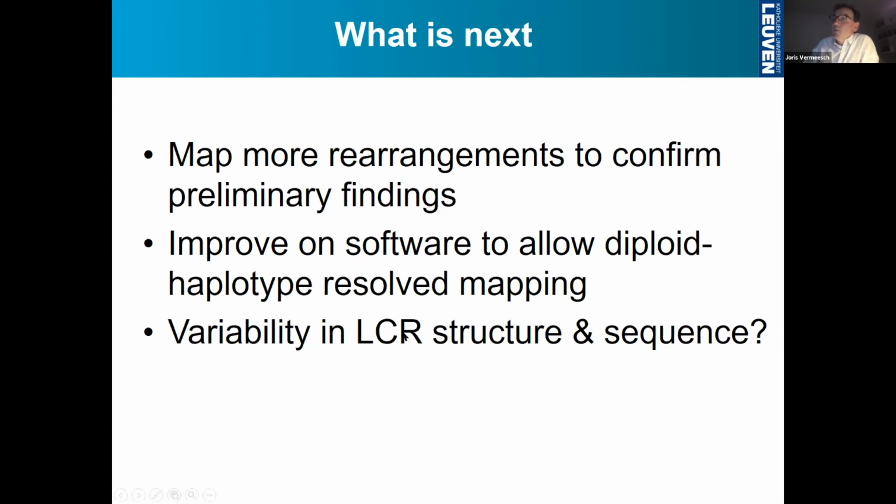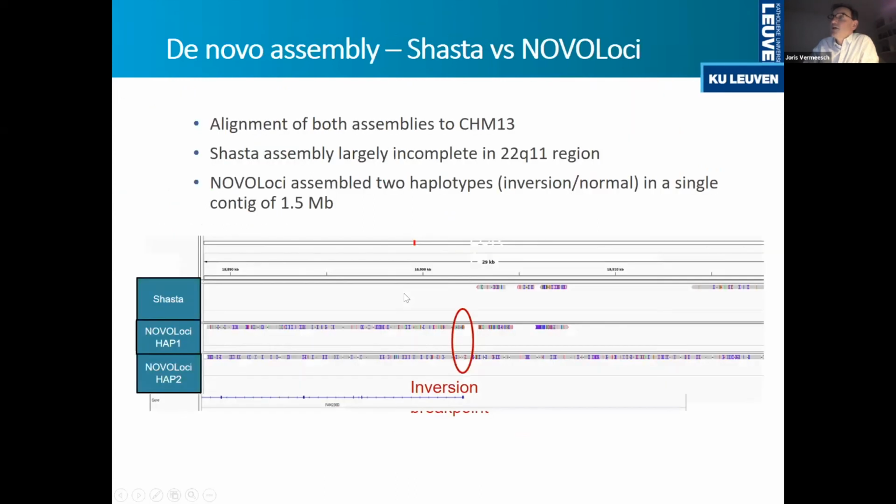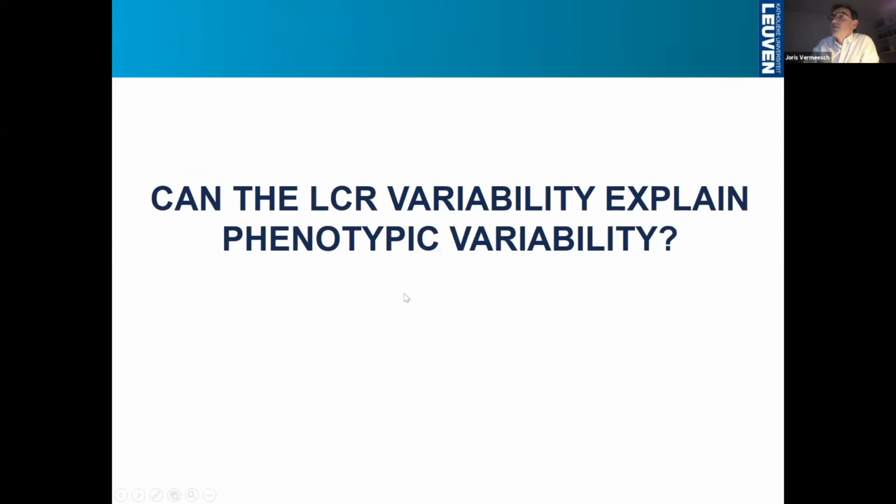And then we want to zoom in on just the LCRs, not only of the patients, but also the population. And this is done by Nicolas, a postdoc in the lab, who's developing the software to do that. And I'm not going to zoom into that, but compared to the current best method, Shasta, it is moving ahead fast. And I think we can now read through these regions.